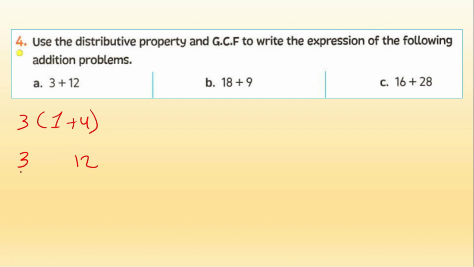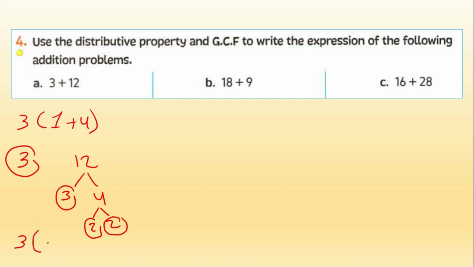3 already is a prime number so we don't have a factorization. 12 equals 3 times 4, and 4 equals 2 times 2. So 3, 2 and 2 are prime factors. Which is a common factor between 3 and 12? 3 only is a common factor. So write 3 as a common factor times which number plus which number.